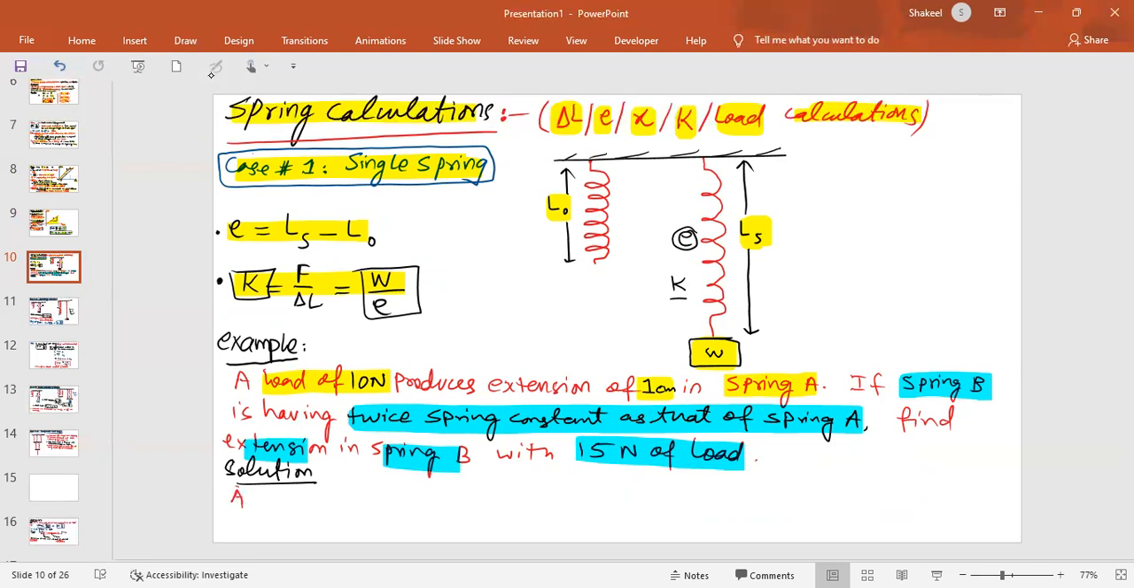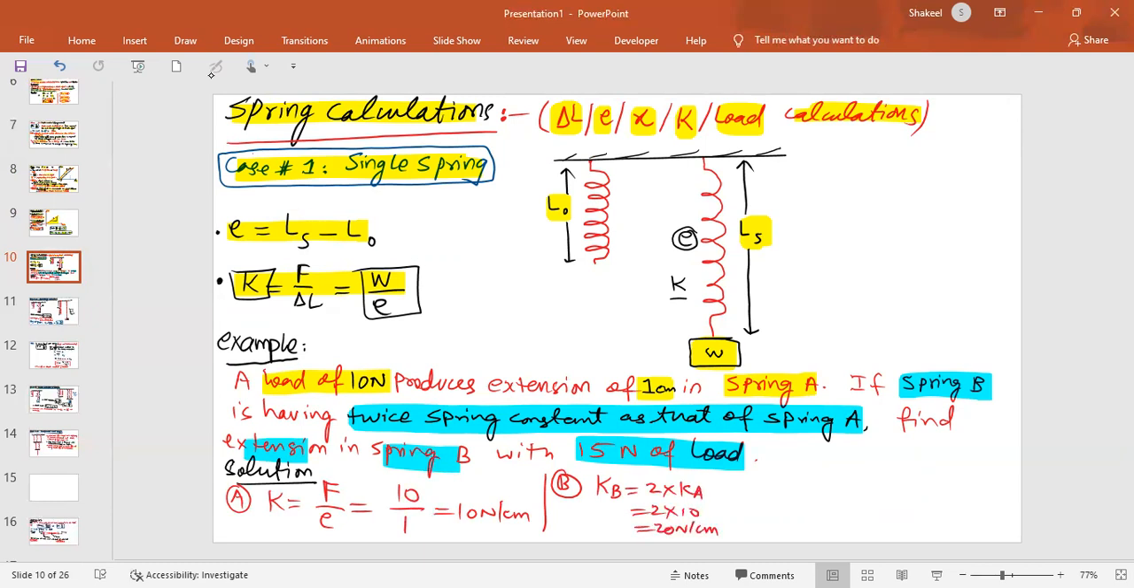Well, let's start with spring A. The spring constant of A is F over E. F is 10 and E is 1, so it is 10 Newton per centimeter. Now for B, the spring constant is twice that of A, so it is actually 20 Newton per centimeter.